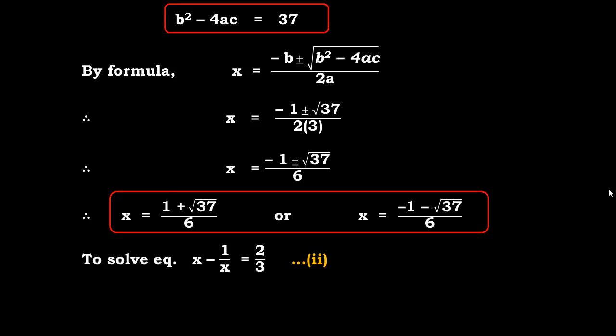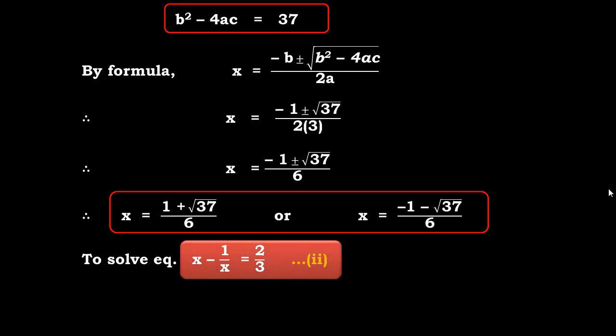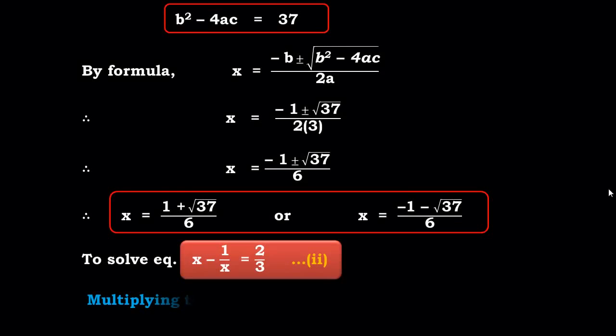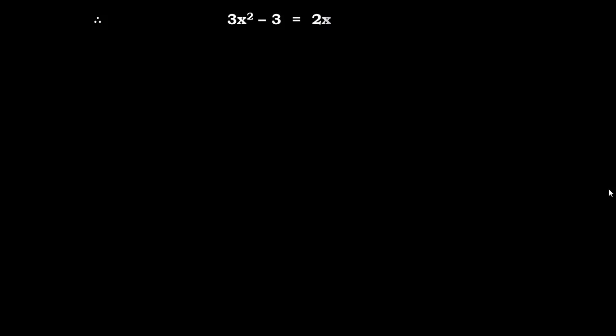Next we will solve equation number 2. X minus 1 upon x is equal to 2 upon 3. Now multiplying throughout by 3x, we get 3x square minus 3 is equal to 2x. So 3x square minus 2x minus 3 is equal to 0. Now 3 3s are 9. So you have to factorize this minus 9, so that the subtraction will be minus 2.